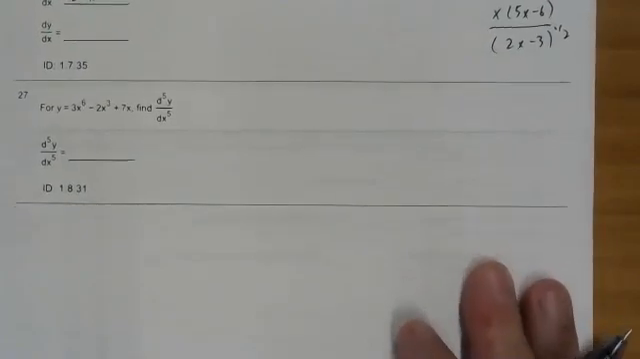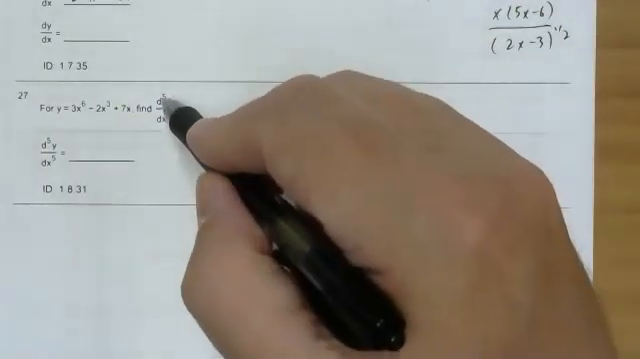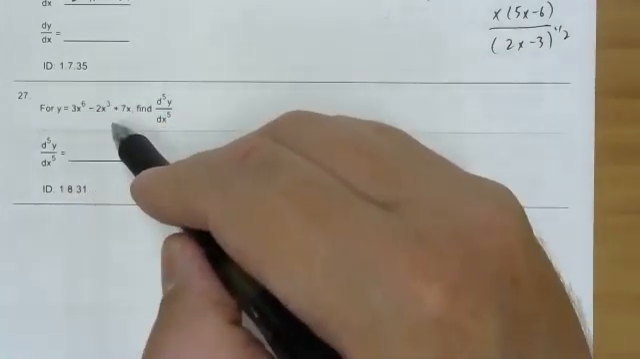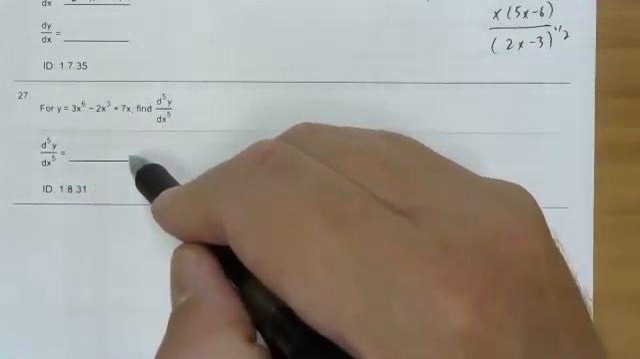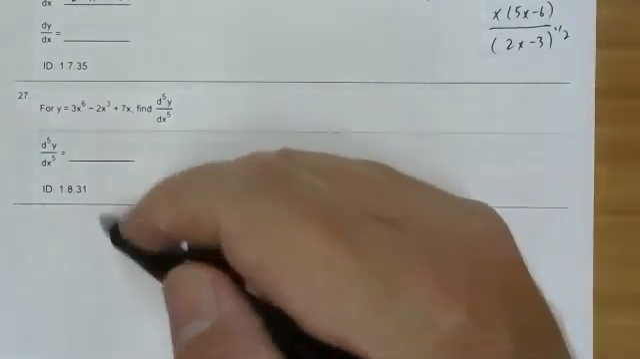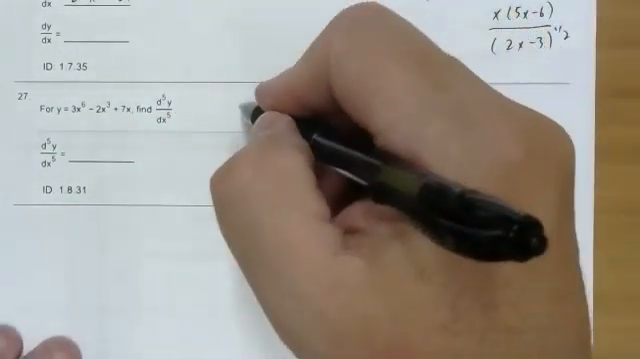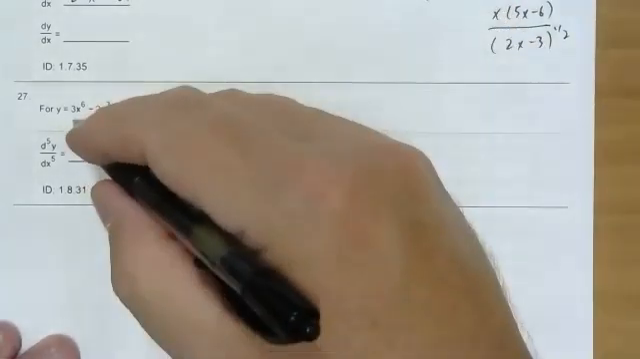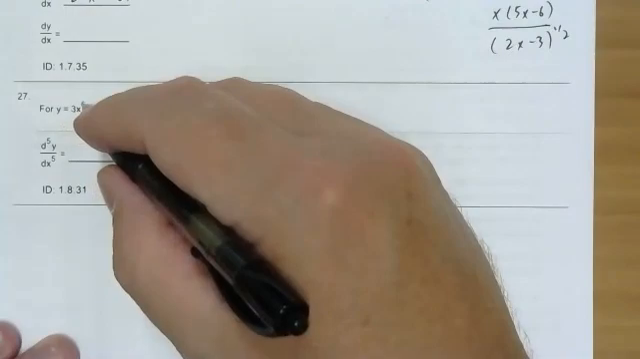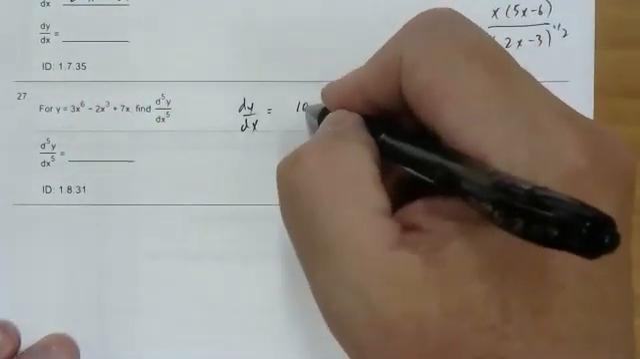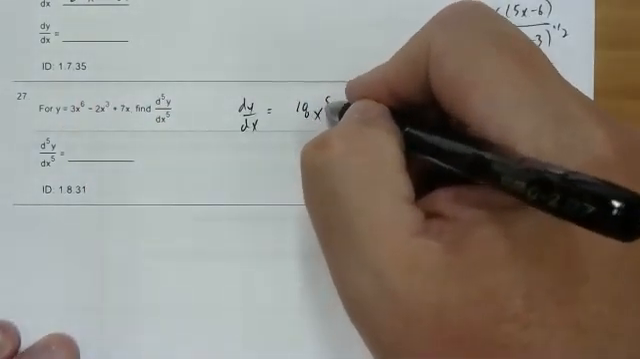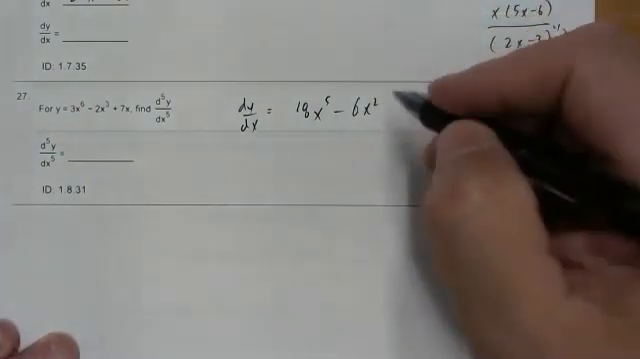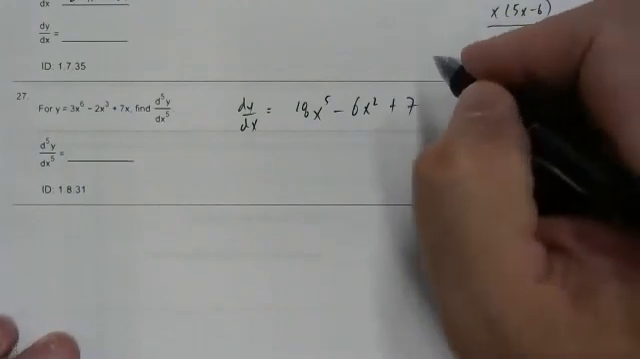27. All right, this one's pretty straightforward. This means the 5th derivative. So you take your original function or equation, and you have to take the derivative 5 consecutive times. So in other words, dy/dx: 6 comes down, so it's 18x to the 5th minus 6x squared plus 7.